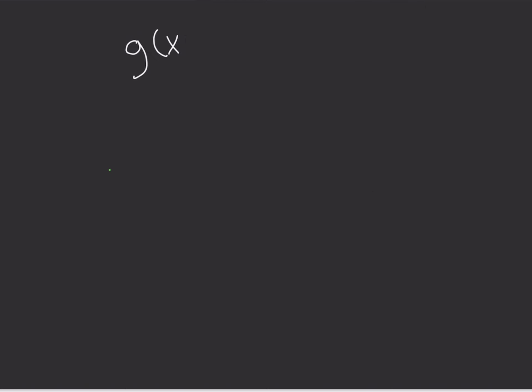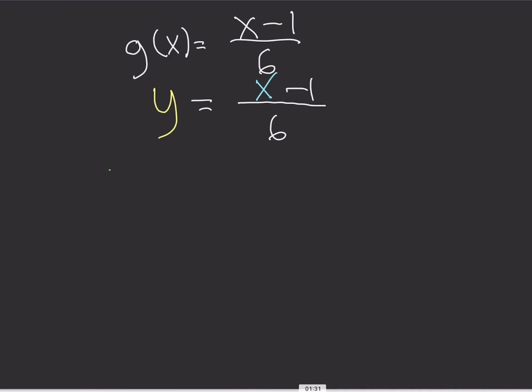Here's a final example of something you might run into. We can use g of x, f of x doesn't matter. So let's say we have g of x is equal to x minus 1 over 6, and I want to find the inverse of g of x. Still write the g of x as y equals x minus 1 over 6. When you switch them, you get x equals y minus 1 over 6.